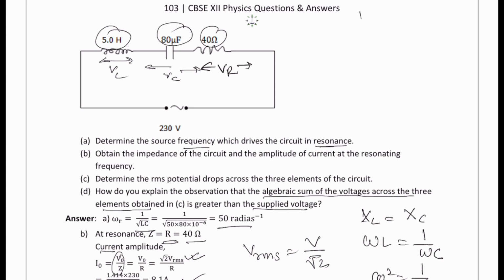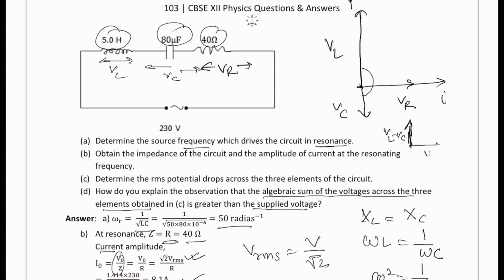So VL is leading the current. If current is along this, then VR will be along this, the potential difference across the resistance. VL will be along the y-axis because the potential drop leads the current, and VC, the potential drop, lags the current. VC will be along this. So these two difference will give VL minus VC. Suppose this is VL minus VC. So it is a vector thing, right? So the algebraic sum will not give it. This is VL minus VC and this is VR. So how to get the resultant? This is a square, using the law of parallelogram of vectors. So this is V.